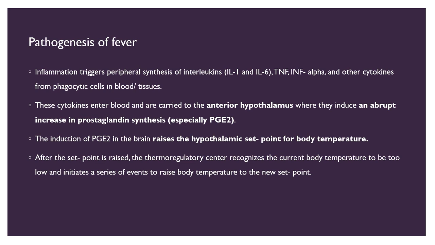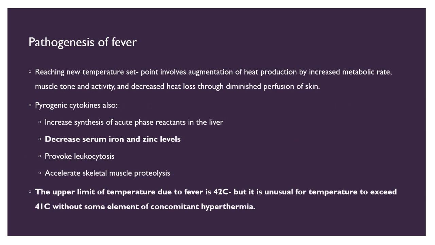The induction of prostaglandin E2 will trigger the hypothalamus to raise the set point for the body temperature. So these prostaglandins affect the hypothalamus and increase the set point for the body temperature. After that, the body temperature will rise to reach the hypothalamic set point. How does the body increase the temperature? It will increase the heat production by increasing the metabolic rate, muscle tone, and muscle activity, and reduce the heat loss through diminished perfusion of the skin.